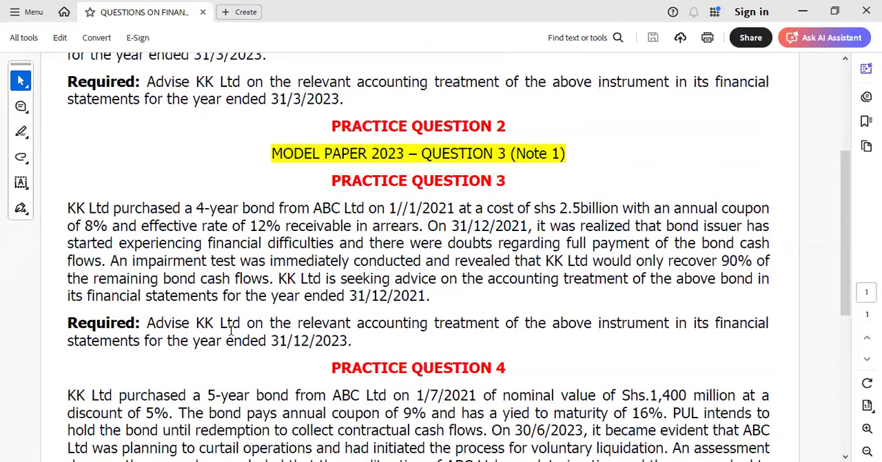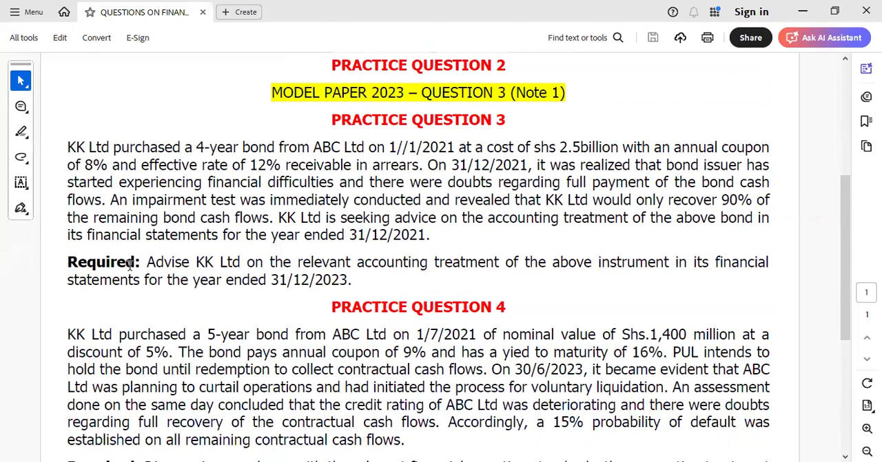Question 3, practice question 3. Required part: we advise KK Limited on the relevant accounting treatment of the above instrument in its financial statements for the year ended 31st December 2023. The reporting date matters a lot.